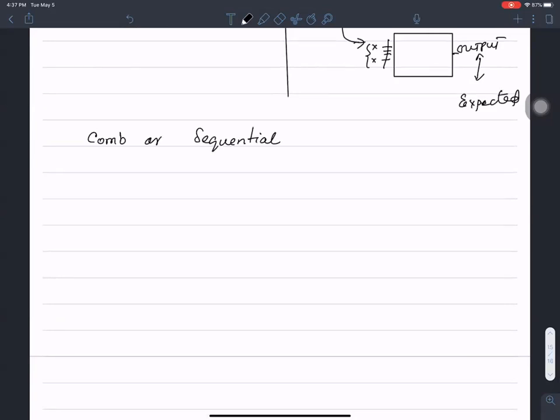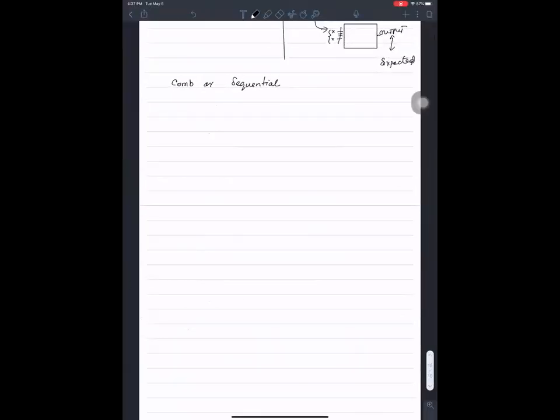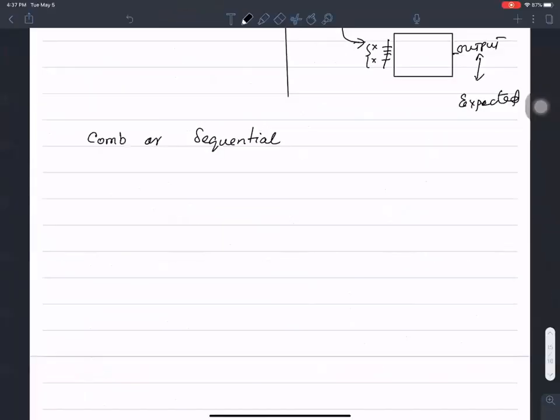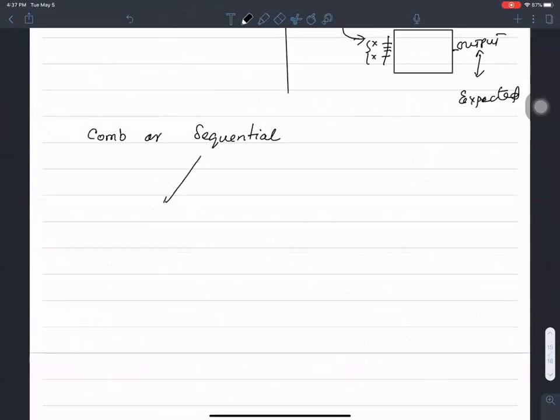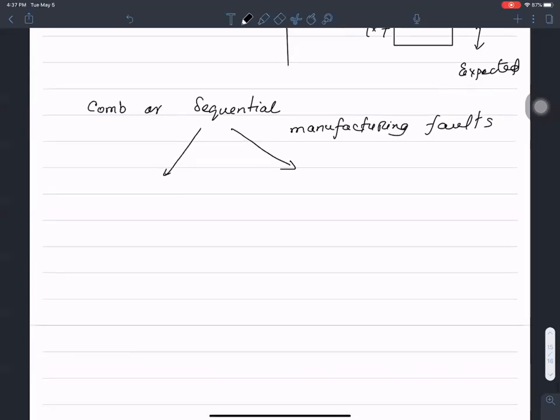Now when you're testing a combinational or sequential circuit, your testing methodology becomes very convenient if you note the fact that the manufacturing faults, also called defects, in sequential or combinational circuits can take the form of some kind of short circuits or some kind of open circuits.